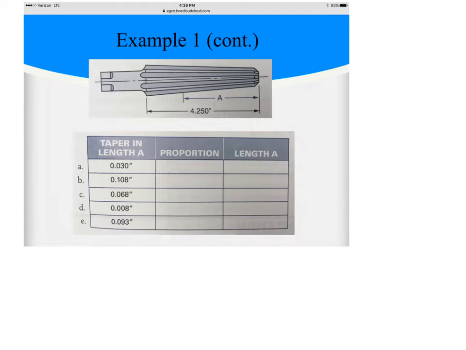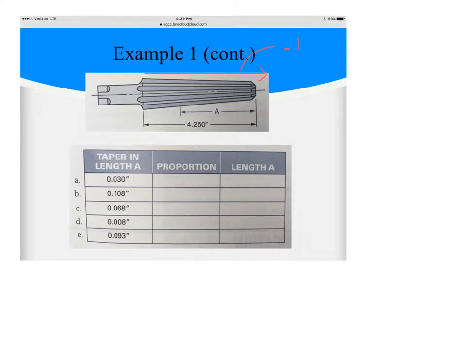Okay, so I wanted to go back and revisit this example we were working on in class today when I was making some arithmetic errors, just to make sure we're fully clarified. We have this reamer that has a total length of 4.25 inches, and it tapers a total of 0.130 inch. And for each of these amounts of taper in length A, we want to determine what the length of that piece A would be equivalent to.